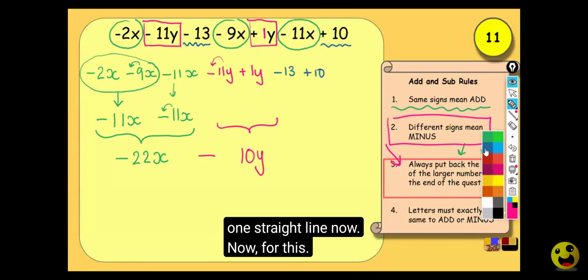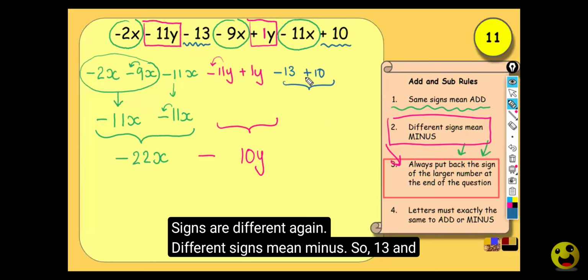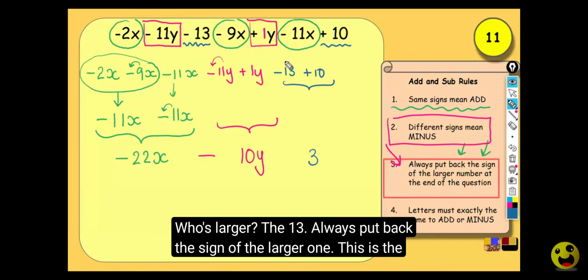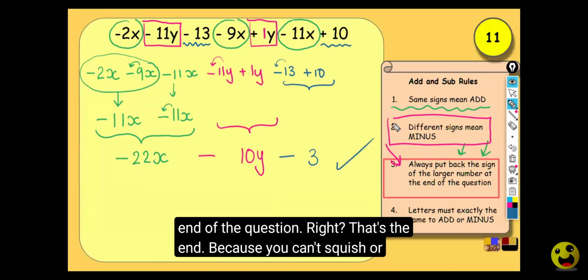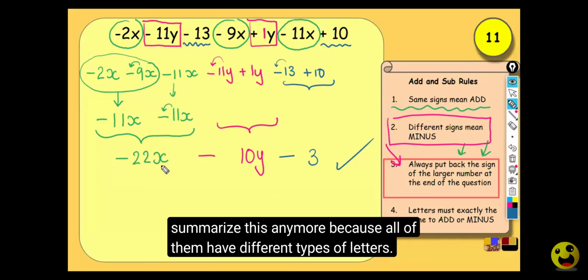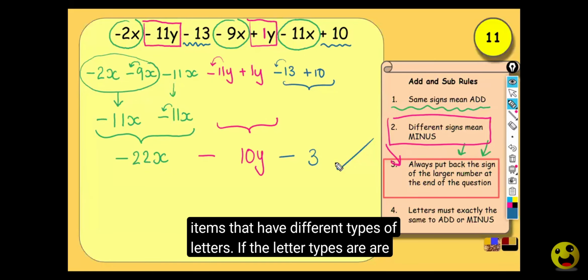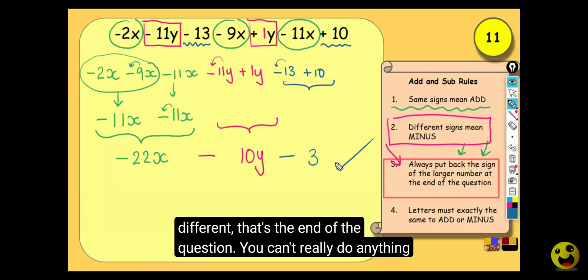Now, for this. Signs are different again. Different signs mean minus. So 13 and 10 in the head. If you minus that, you'll get 3. Who's larger? The 13. Always put back the sign of the larger one. This is the end of the question, right? That's the end. Because you can't squish or summarize this anymore because all of them have different types of letters. You see, when you're adding and subtracting, you can't add and subtract items that have different types of letters. If the letter types are different, that's the end of the question. You can't really do anything more.